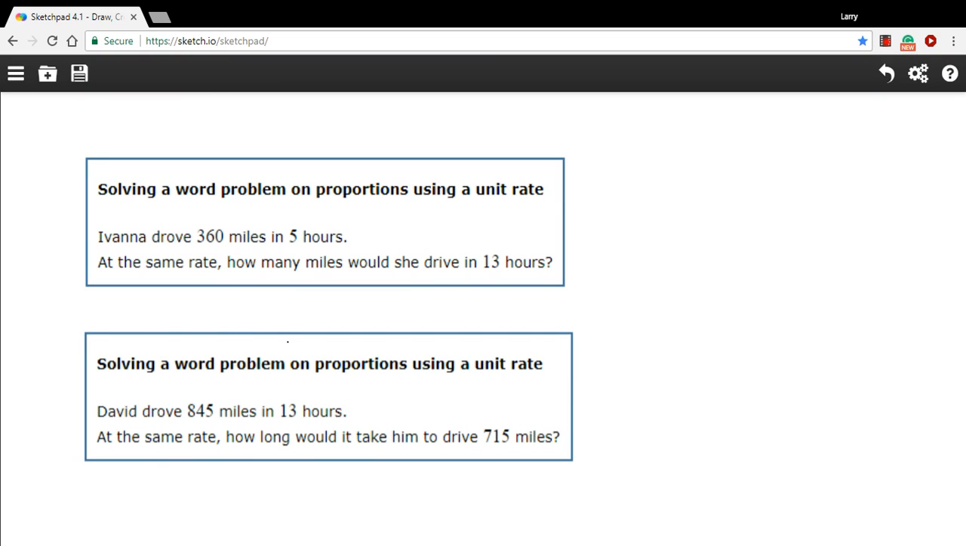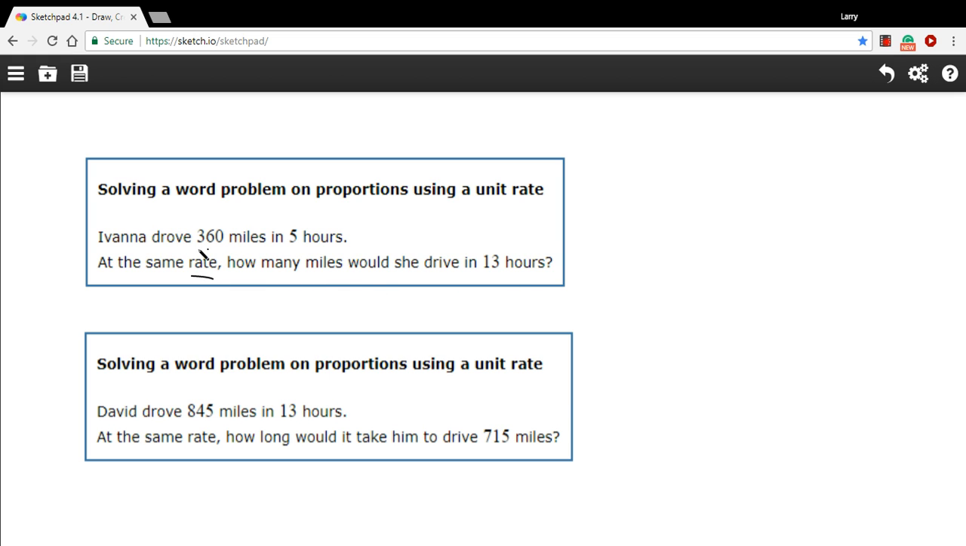Here we have some word problems, and in each of these problems we have to calculate a rate and then use that rate to solve another part of the problem. Let's take a look at this first one. It says that Ivana drove 360 miles in 5 hours. At the same rate, how many miles would she drive in 13 hours?